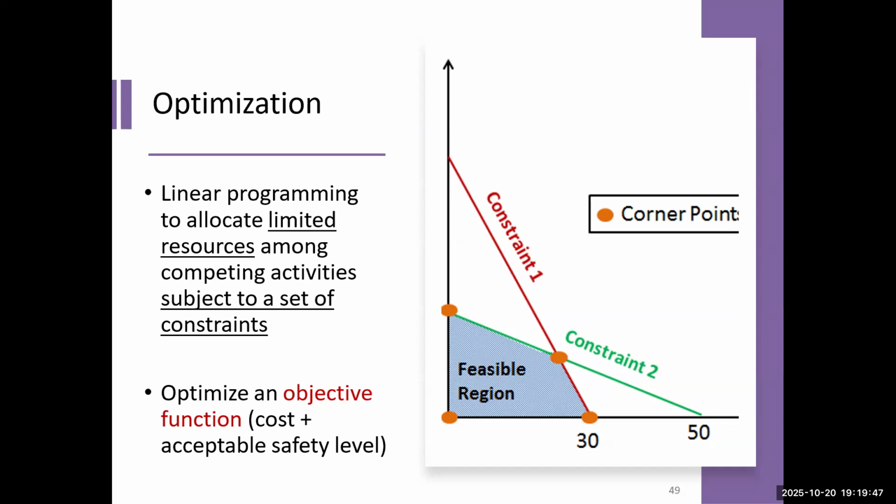So you can think of it: what will be the objective function in our fire safety design? The objective function will be the design that we want to achieve. So the objective function should be the cost plus the acceptable safety level.